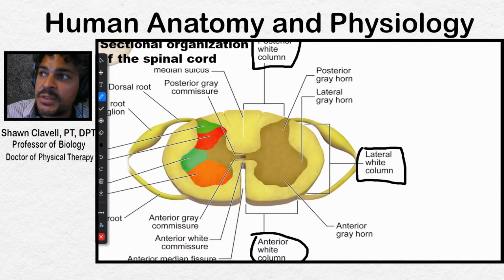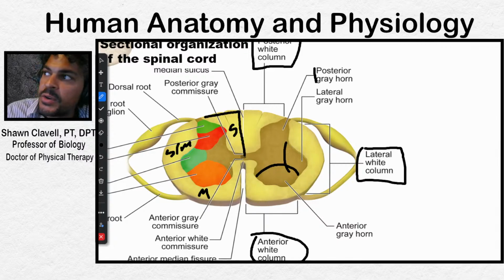However, you'll see that a little bit later, but this here is primarily sensory. In the posterior columns, there's primary sensory. In the lateral columns, it's a little bit mixed sensory and motor. And then in the anterior column, it's motor. The horns here are the gray matter. There's the posterior gray horn, the lateral gray horn, and the anterior gray horn.